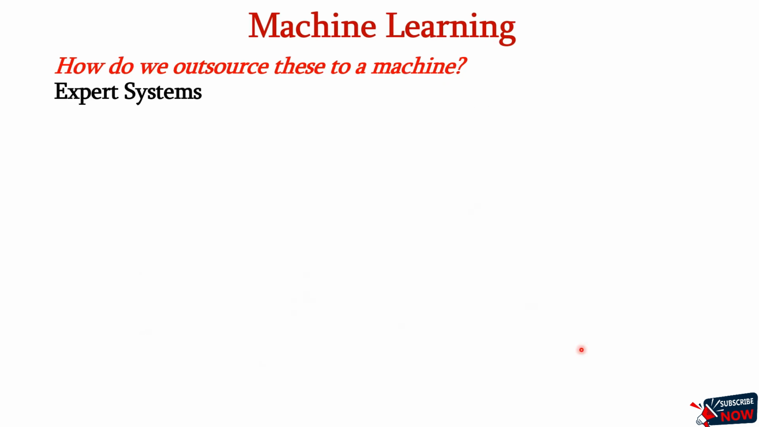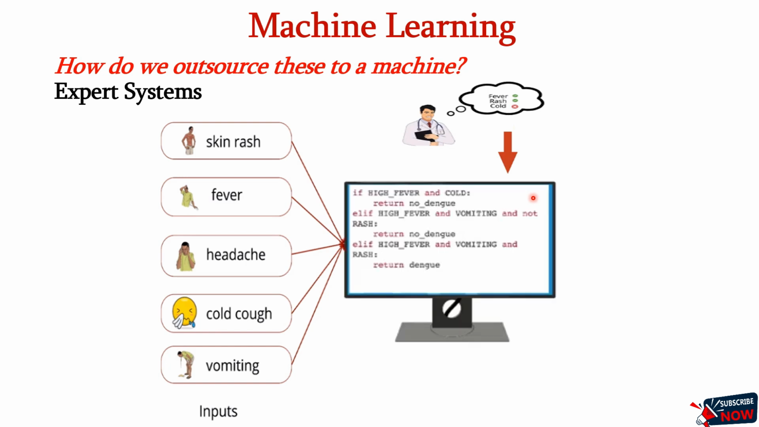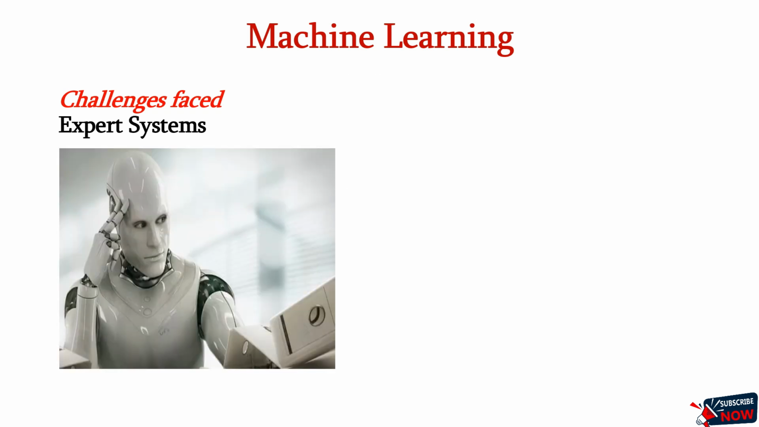How do we outsource these features and rules to a machine? Here comes the role of expert systems. Based on the insights gathered from the doctor, the programmer frames the rules, which are in the form of if-then statements, and feeds them into the computer. So once the input is given, the machine decides whether the patient is having fever or not based on the rules framed. But expert systems are facing many challenges.